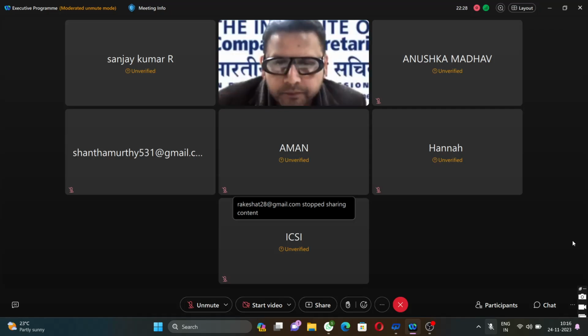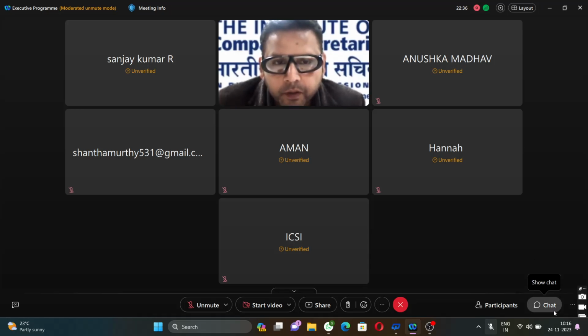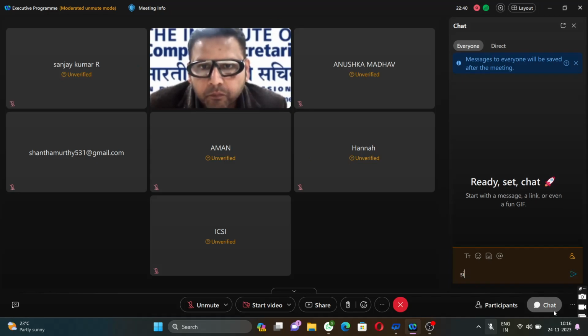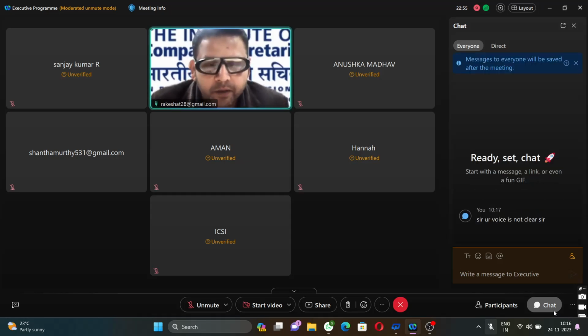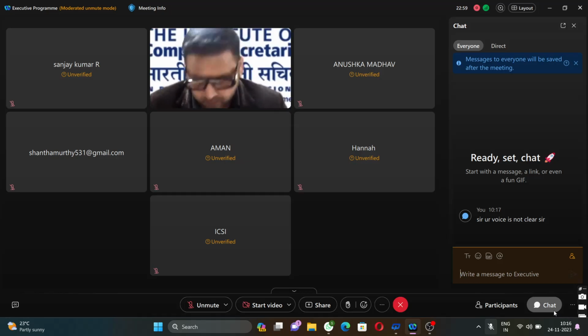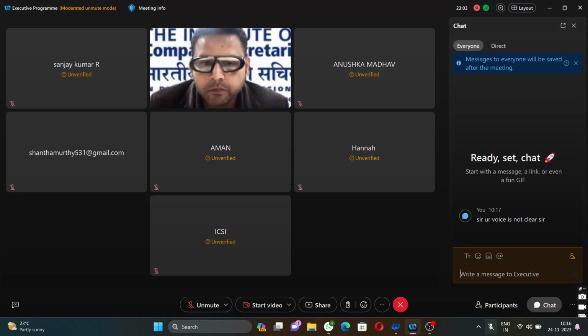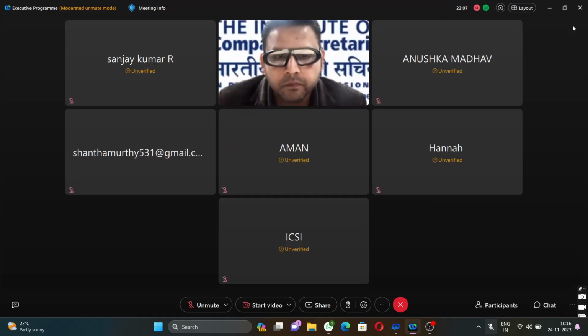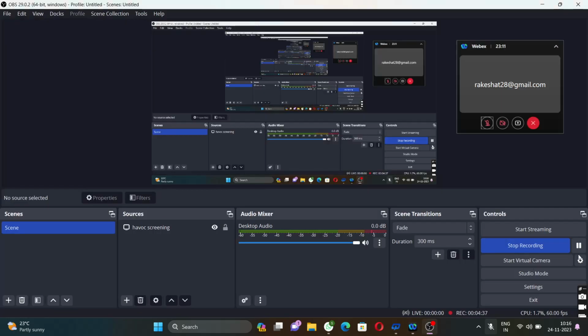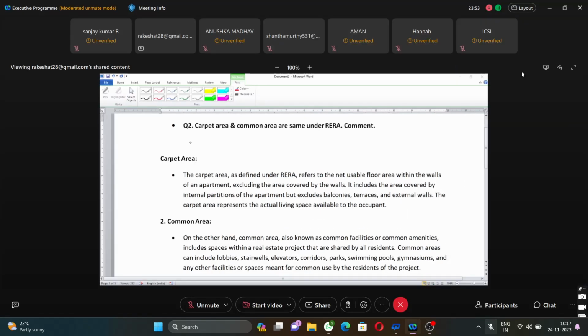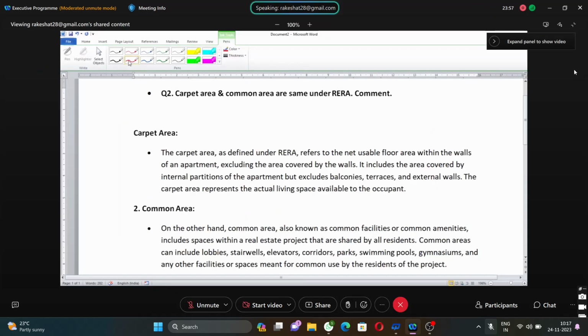Second question is, carpet area and common area are same under RERA. You have to comment. Correct, sir. You have to comment. So first of all, you need to understand what is carpet area.